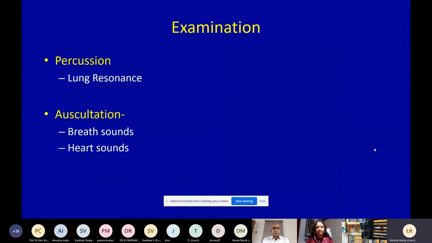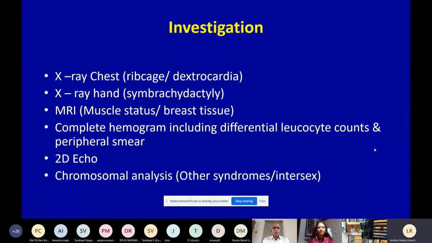Then for completion, I would also like to do the percussion and auscultation. In auscultation, one important thing I would like to know is the heart sounds because there might be associated dextrocardia in Poland syndrome. This I've already examined. And then coming to the investigations. Shall I proceed? Yes. In investigations, the X-ray of the chest, both for the rib cage.